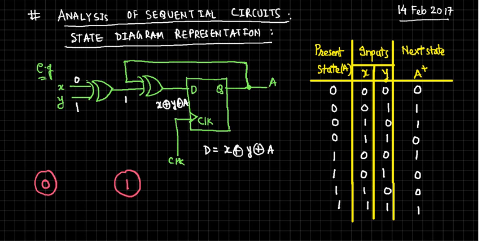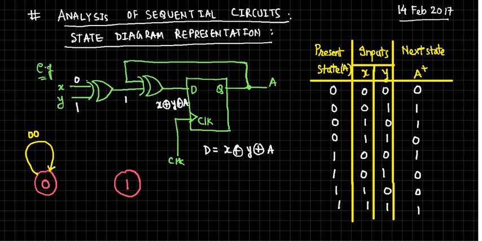Then I'll check what the input is. Say, for example, the present state is 0 and the inputs are 0 0. What is the next state? It will be 0. That means I will draw it something like this. The present state is 0. It will go back to the same state when the inputs are 0 0. Is that okay? This is what I am writing.